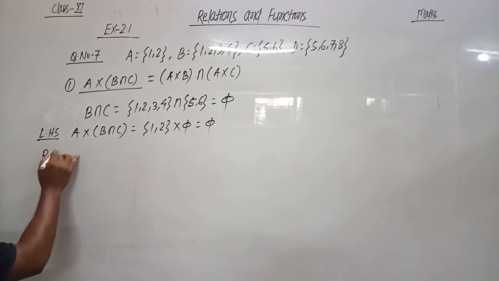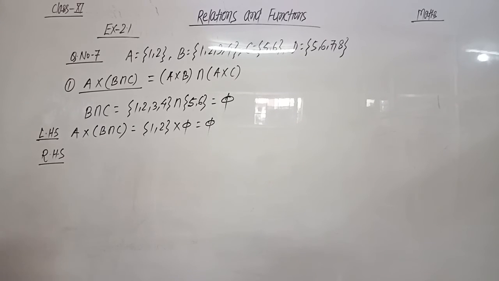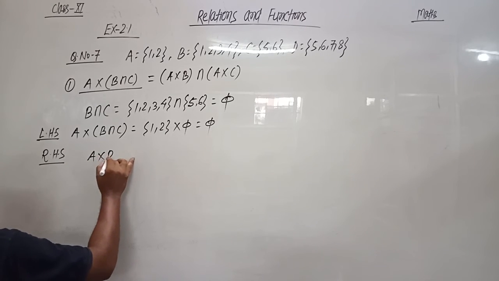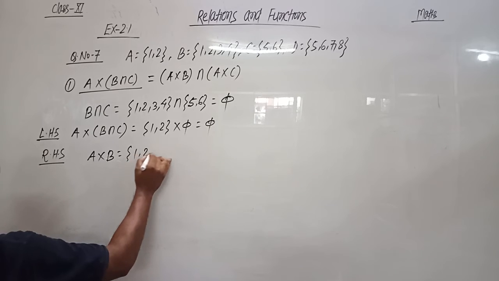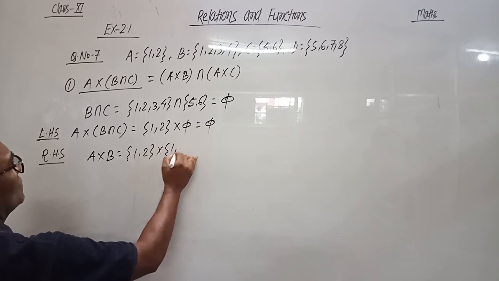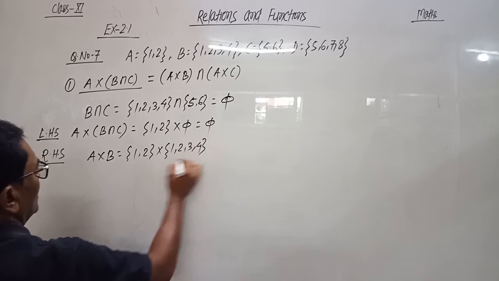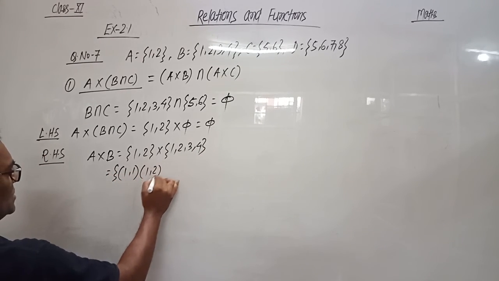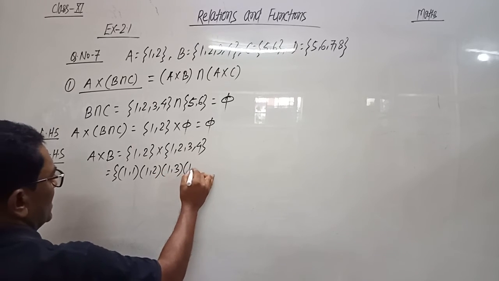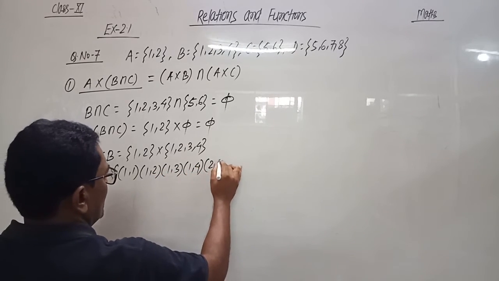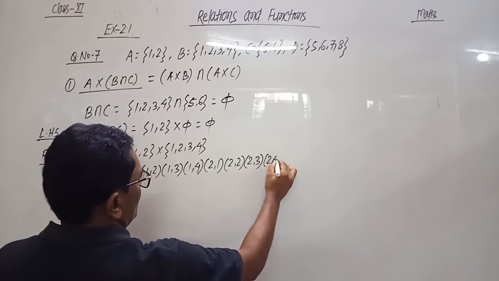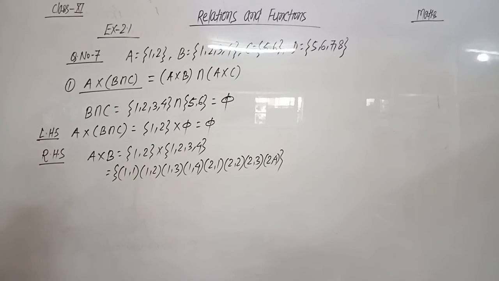Then we find the RHS. In the RHS, first we find A cross B. A cross B means 1, 2 cross 1, 2, 3, 4, and we find the Cartesian product. So 1 comma 1, 1 comma 2, 1 comma 3, 1 comma 4, then 2 comma 1, 2 comma 2, 2 comma 3 and 2 comma 4. This is A cross B.